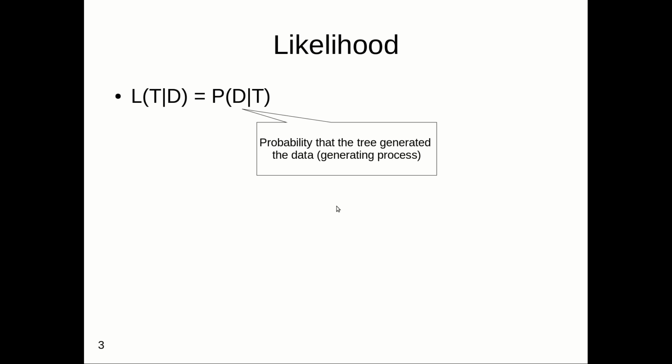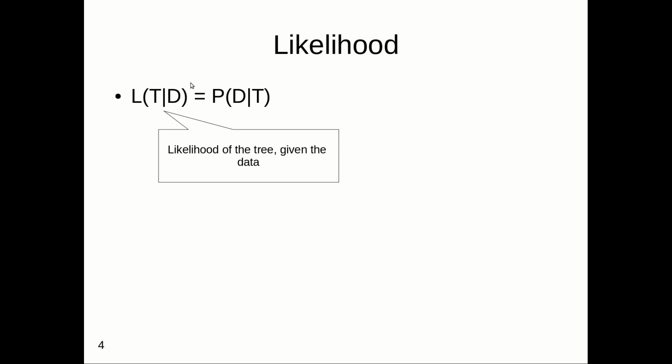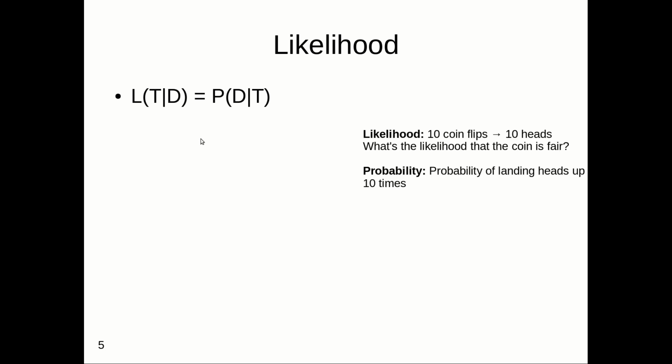Okay, so let's first think again about what the likelihood is. Here, the probability is the probability that the tree generated the data, right? So this is a generating process, and this is actually the likelihood of a tree. So what is the likelihood that this specific tree generated this data? We just read that as the likelihood of the tree given the data. And that's what we actually want to compute.